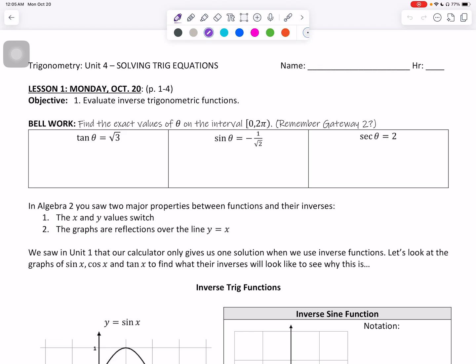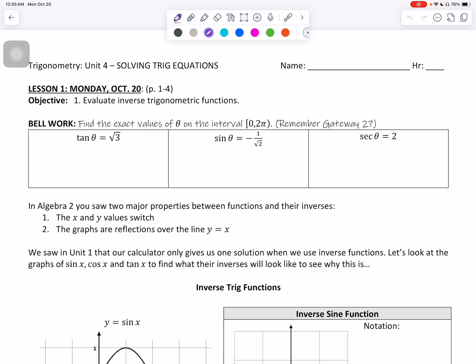Now, this packet, in some years, I actually combine it with Unit 3, but this year I decided to go back to having them be two separate because that was one really long chapter. So in this packet, we're going to be solving the trigonometric equations. Today we're going to first talk about their inverses, but let's go back and think about what we did in Gateway 2.